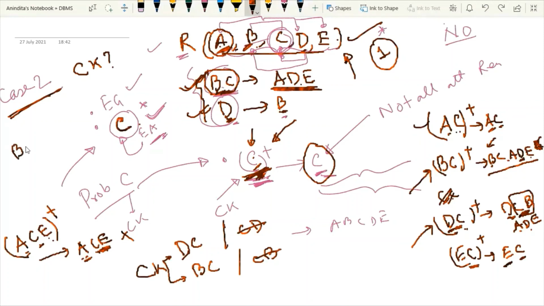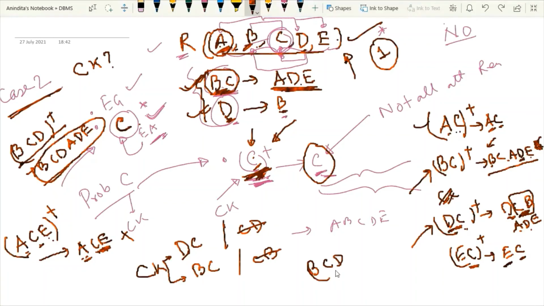Then you can also try for B, C, D. From BCD, I am getting BCD. Now BC is appearing, so from this I am getting ADE. So here from BCD, all other attributes are reachable. Now you can tell me one thing. At this point of time, you can say that BCD is another candidate key. Yes, because from BCD it is also reachable.